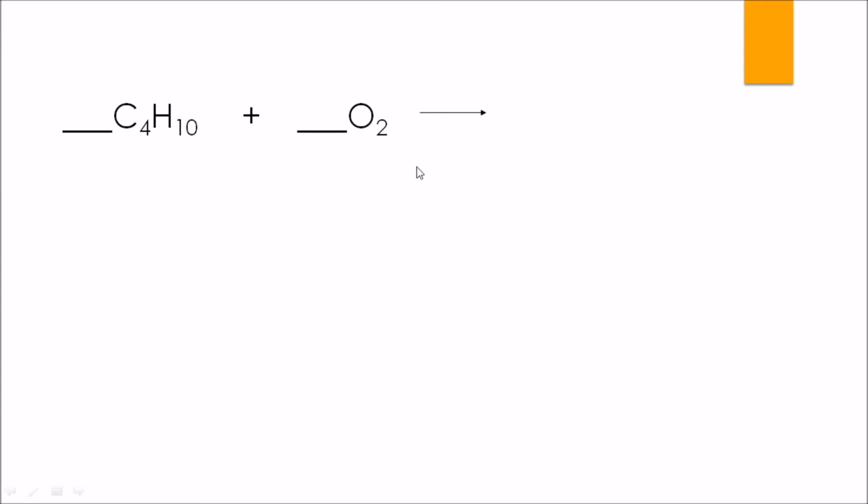Let's look at another example. We have C4H10 reacting with oxygen. C4H10 is called butane. When butane reacts with oxygen, it produces the same product. What is going to be the product in this case? We have carbon dioxide and water again. This is also a hydrocarbon reacting with oxygen, so you get carbon dioxide and water.